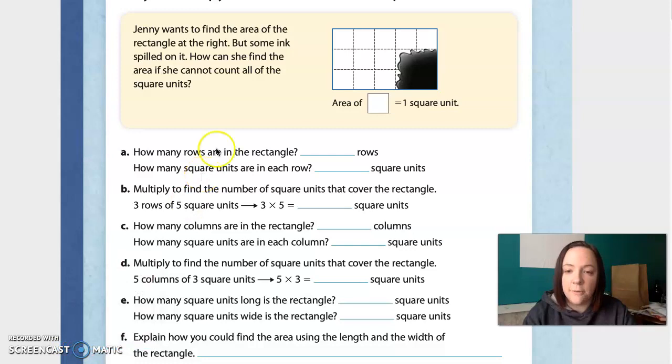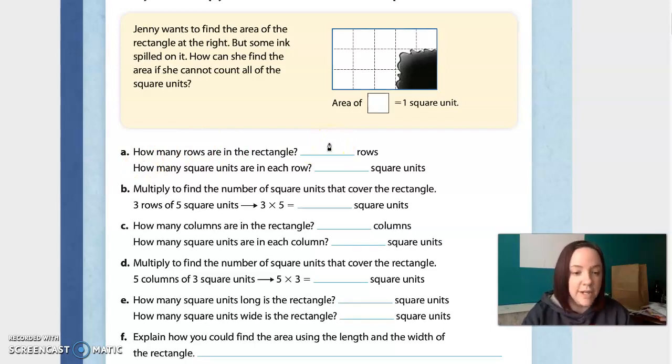Well, let's figure that out. So she spilled ink, right? You can see it here in the little black spot. Now, normally we would be able to just count the squares, but because there's ink here, we really can't count them, can we? Or can we? Let's look. Part A wants to know how many rows are in the rectangle. Blank rows. So take a look for a moment while I grab my pen and figure out how to write it in.